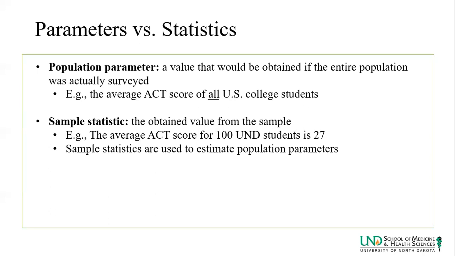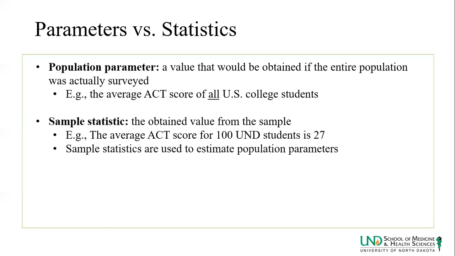Now we're going to expand upon that information from the first webinar a little bit further by covering parameters and statistics. A population parameter is a value that would be obtained if the entire population was actually surveyed. In other words, parameters are values that describe populations. The key is that it includes everyone you are interested in. For example, a population parameter would be the average ACT score of all U.S. college students.